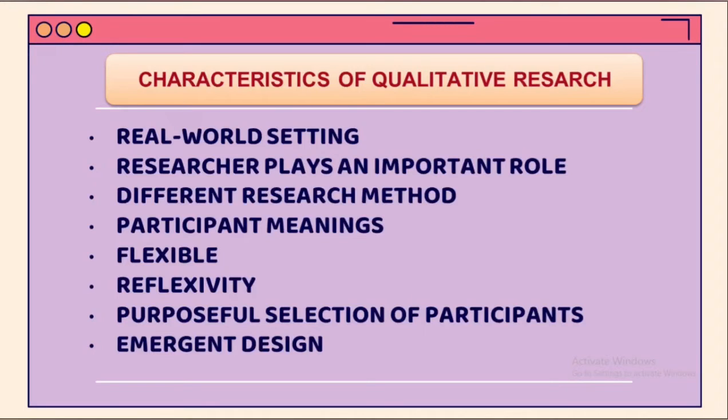And the second is researchers play an important role. Qualitative research can be conducted by a group of people or by an individual. The purpose of a researcher is essential in qualitative research. The researchers of qualitative research are responsible for choosing the research method and for making a plan to conduct effective research. And the third is different research methods.